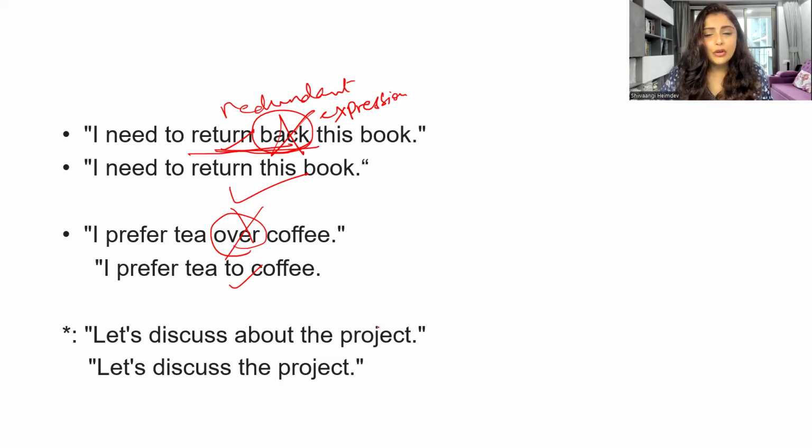Then, very often you hear this in MBA colleges, you hear this in corporates. Let's discuss about the project. No, my dear friends, you cannot discuss about the project. You can discuss the project. Okay, so you need not have about in that sentence. It's just let's discuss the project. Okay, or let's discuss the project work. Let's discuss the flow of project. You don't need to have about in that sentence. Am I very clear to you?